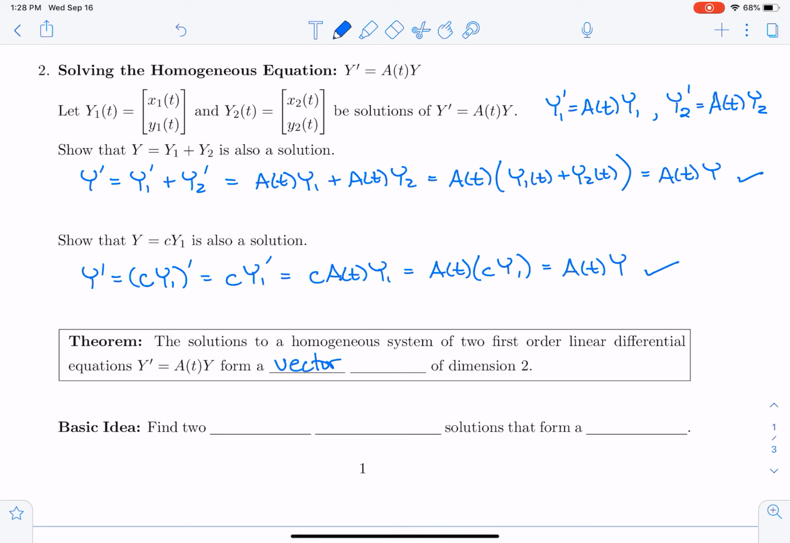Now that vector space is a vector space of dimension 2 because I have two equations that I'm working with. So the basic idea to solving the homogeneous equation is going to be to find two linearly independent solutions that form a basis. So this is just like the second order differential equations that we did earlier, where we had to find two linearly independent solutions that formed a basis for that vector space.